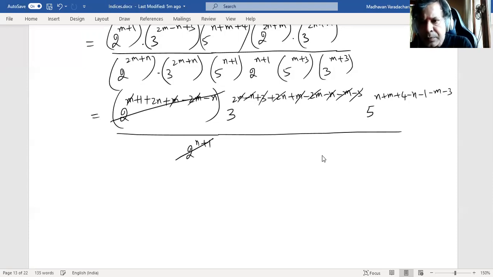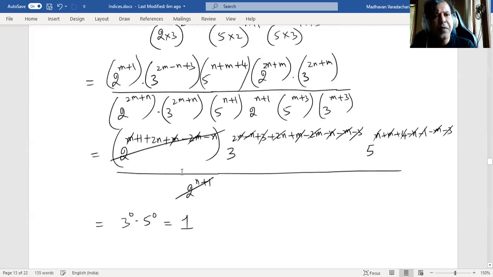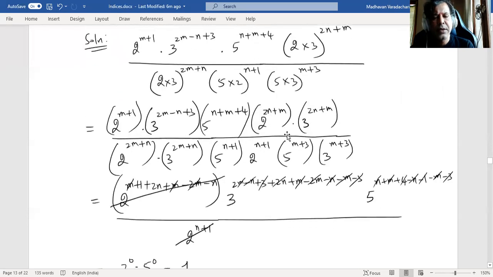And then here, m gets cancelled. 4 minus 4 gets cancelled. n minus n gets cancelled. So ultimately, it is 3 power 0 into 5 power 0, which is nothing but 1. So if I simplify this expression, the result is 1.